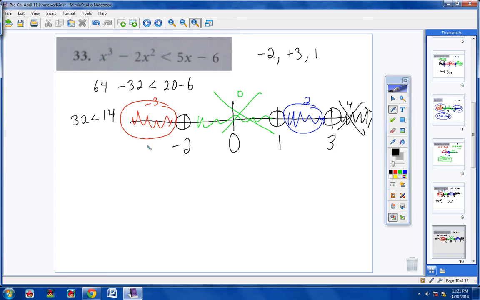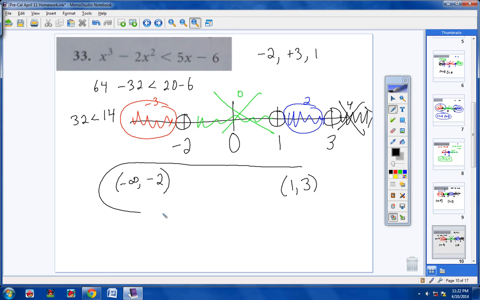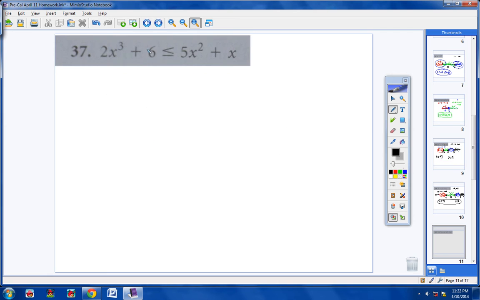So for this region right here, you would say negative infinity up to -2, non-inclusive. And then for this section right here, we would say non-inclusive of 1 all the way to 3, non-inclusive. And there would be your answer. Let's move on to number 37.